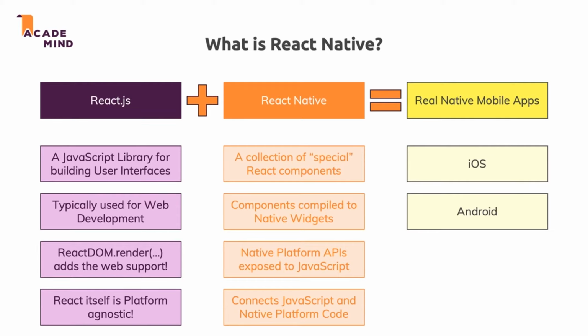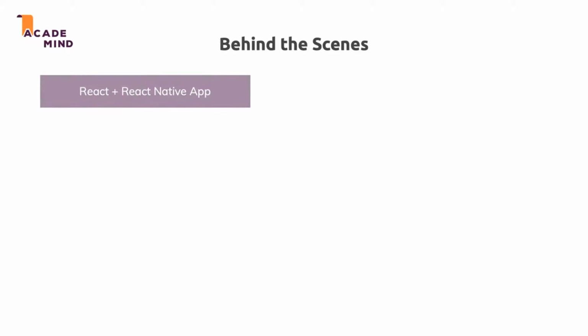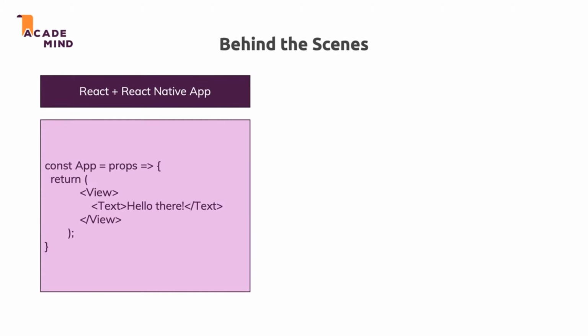So now that we know what React Native is, let's take a brief look behind the scenes. Now, as I mentioned, with React and React Native, we build an app, and our code typically looks something like this. We build normal React components, as you know it from the web, with JavaScript, because JavaScript is the language we use to build React Native apps. But in there, we use special components like view and text here.